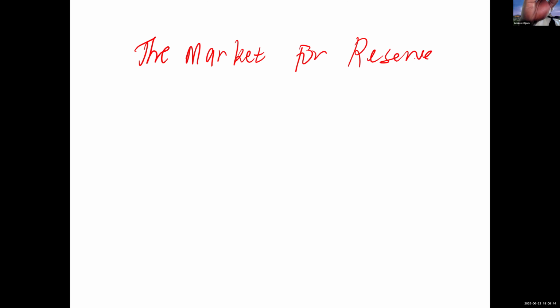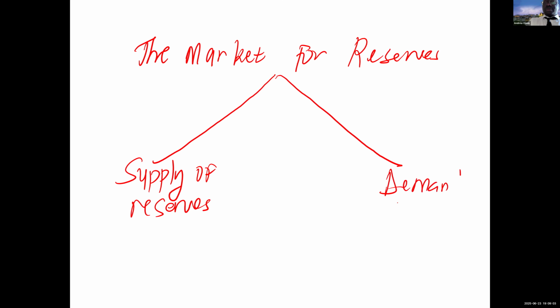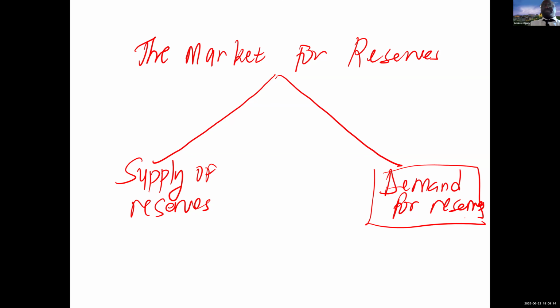So we're going to say here the market for reserves. You know that anytime we talk about a market in economics, we must understand the supply side of the market. So we're going to talk about the supply of reserves in the banking system, and then we're going to talk about the demand for reserves. I'm going to kick it off by talking about the demand first, then I'll talk about supply next.